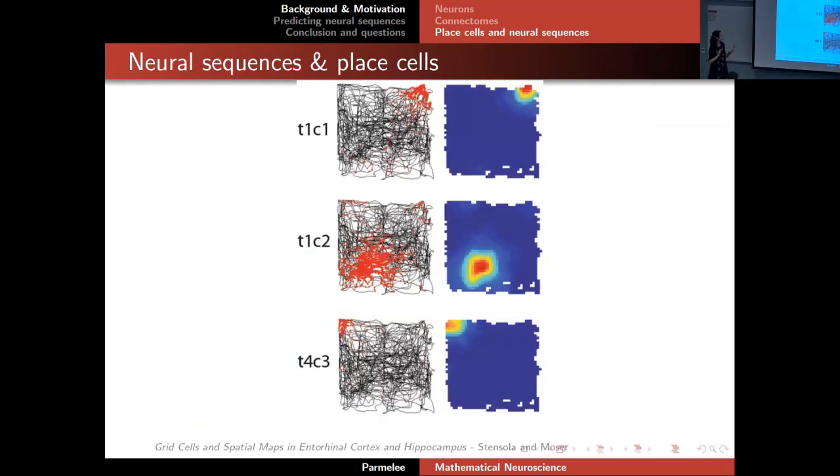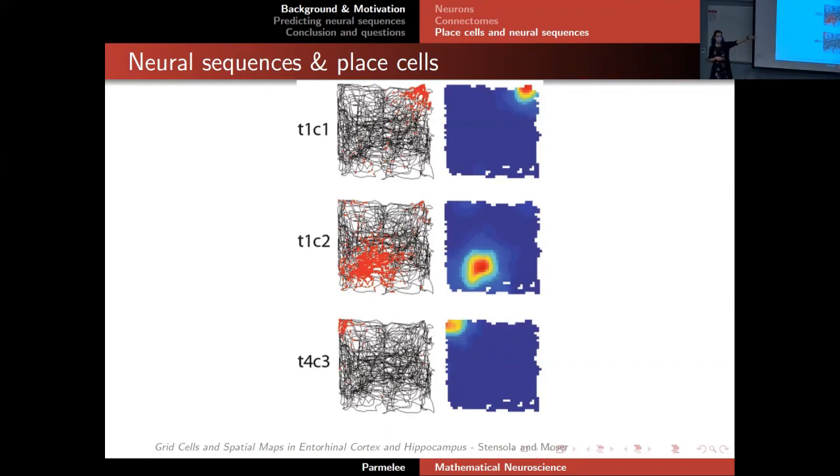Okay, so one of the things that I'm most interested in is sequences in the brain. For example, if I was thinking about place cells, place cells are neurons in your brain that are coded for a certain spatial location.